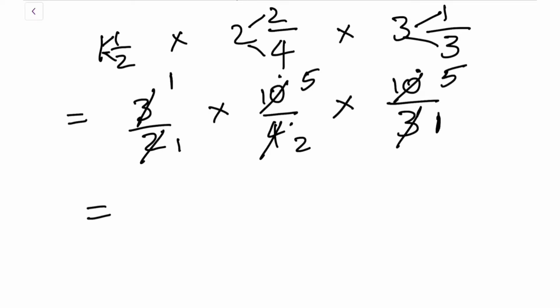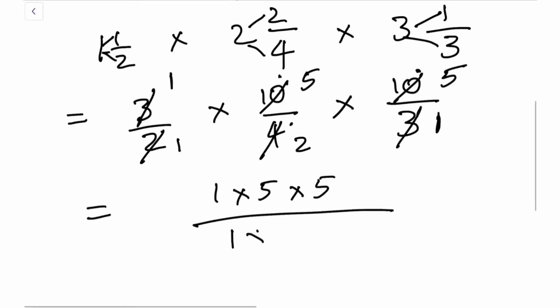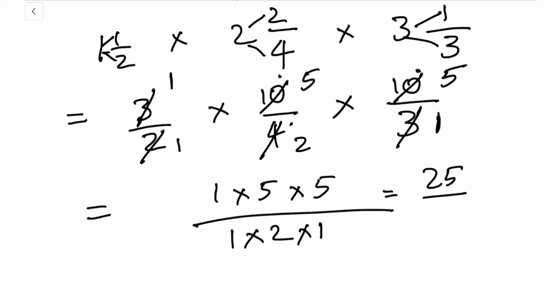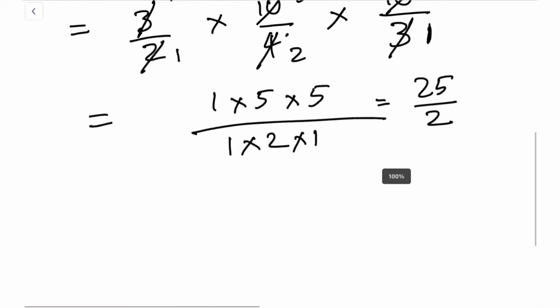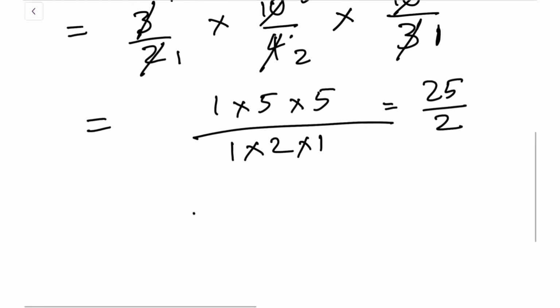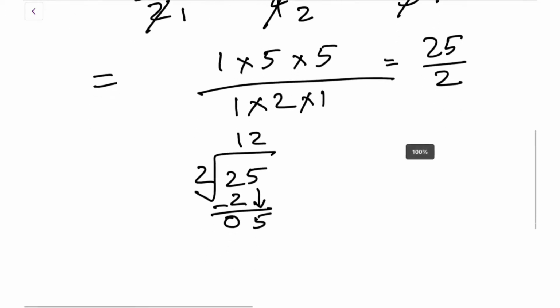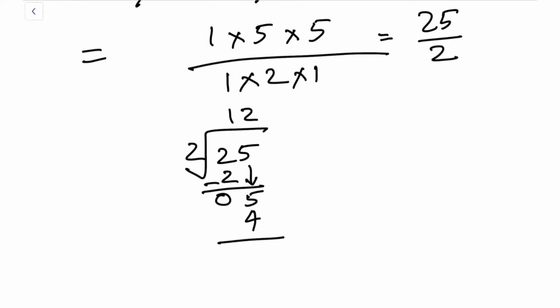That's it. Once we have done that, now we have to just take the product of numerators and the product of denominators. So it is 1 into 5 into 5, that's your numerator, and 1 into 2 into 1 is your denominator. This will give you 25 by 2. Alright. If you have to simplify this, 2 2s are 4, 25 minus 24 is 1.